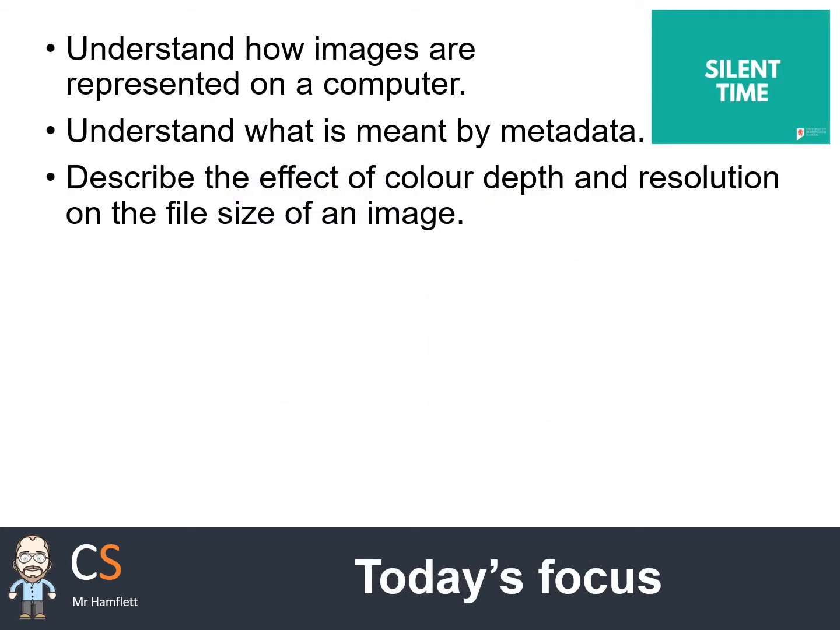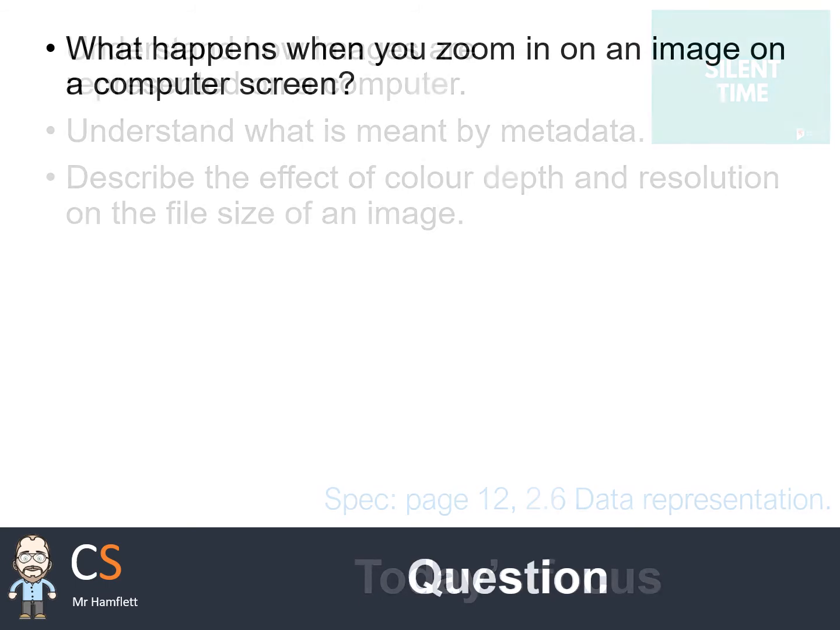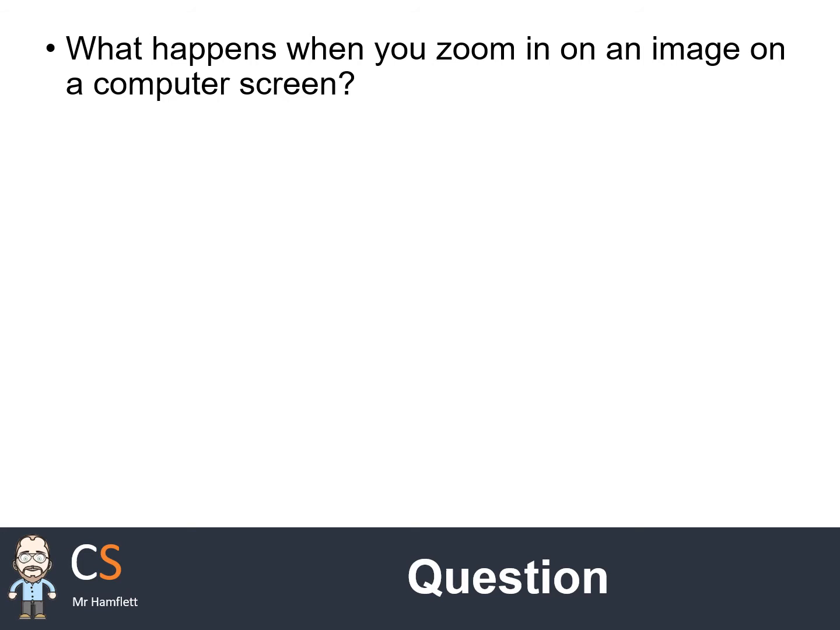So we need to understand how images are represented on a computer, understand the term metadata, and understand color depth and resolution and their effect on the file size of an image. So what happens when you zoom in on an image on your computer screen? If you take a picture you download off the internet and zoom in and zoom in and keep zooming in, what happens to that picture?